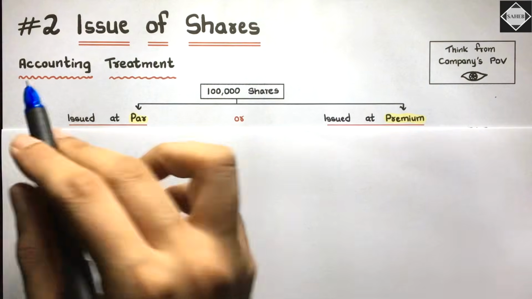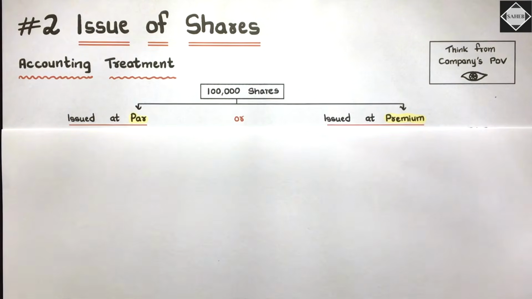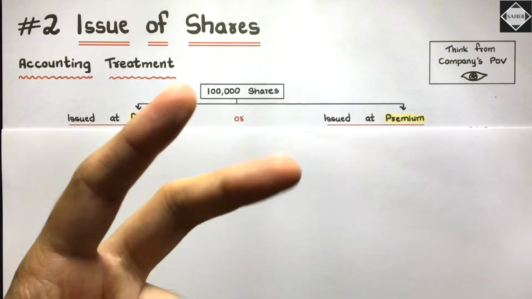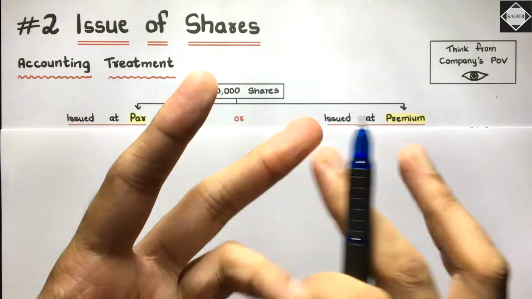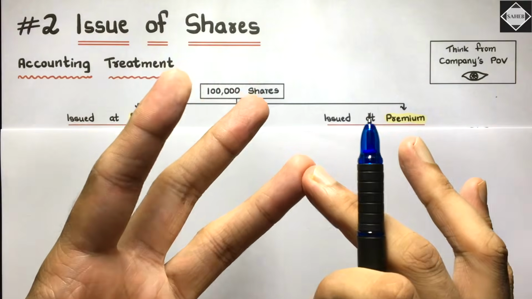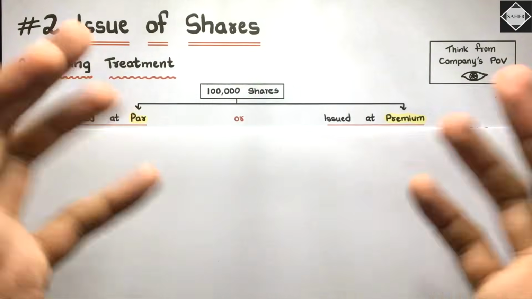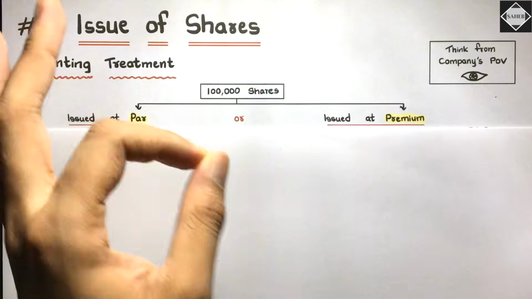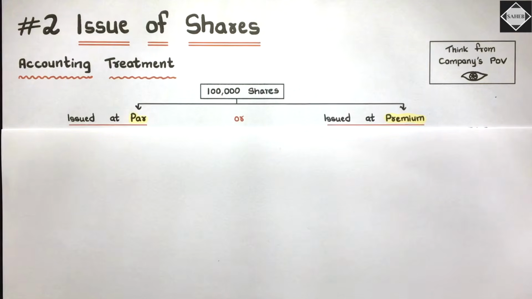Today in the second video of the issue of shares chapter, we are going to start with the accounting treatment. First, we are going to see the journal entries, and then we'll see some shortcuts that are very important, and then we'll see the balance sheet disclosure, how we have to present this in the balance sheet. Right, but before doing all this, please make sure you have watched the first video, because in the first video we have discussed the entire concept of this chapter.